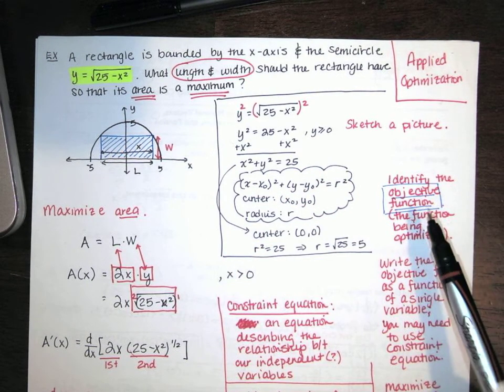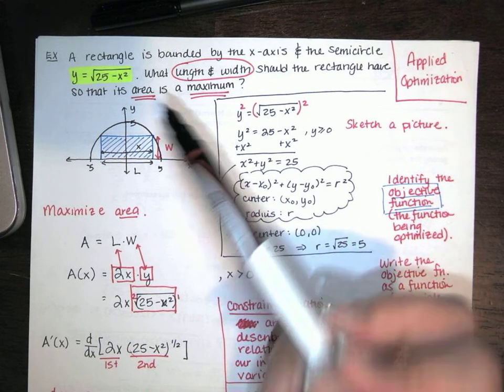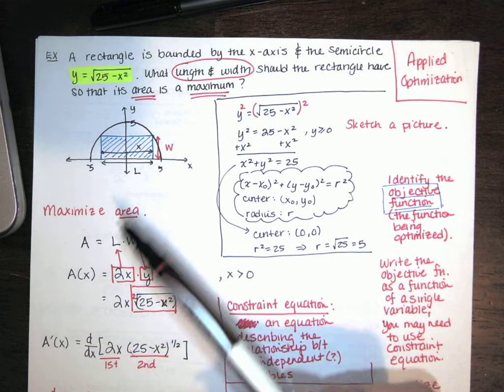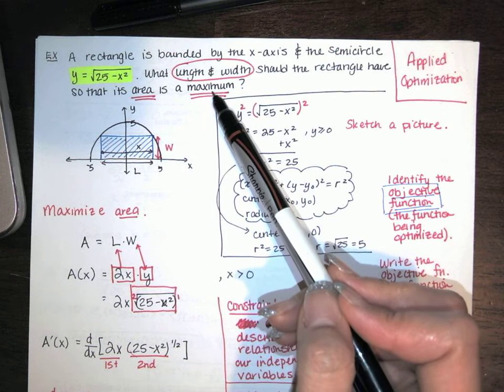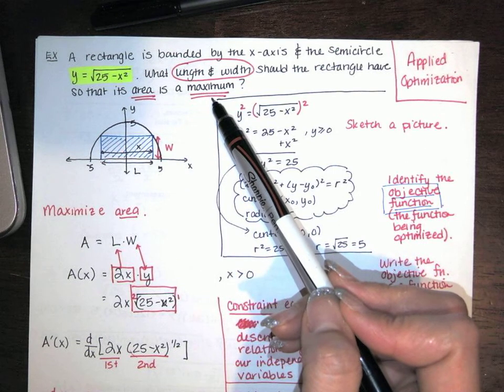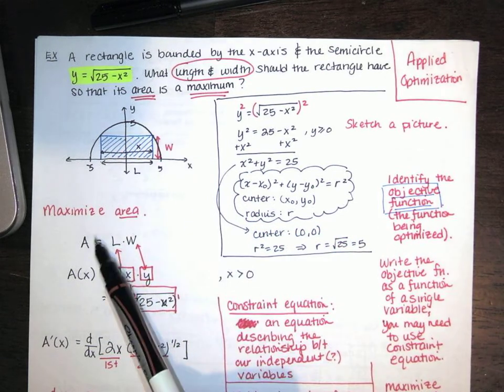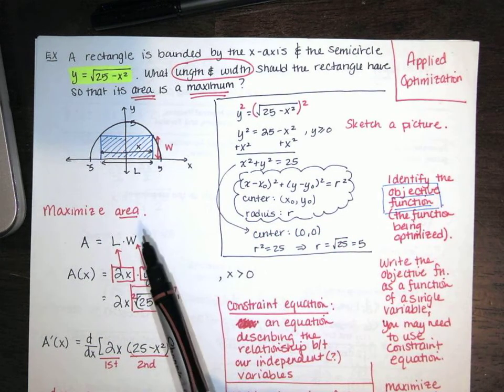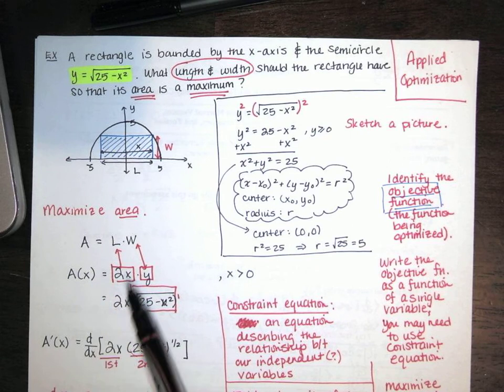Then you want to identify the objective function. They're going to tell you what the objective function is in the problem statement somewhere, somehow. They're going to say maximize this or minimize this. And you're going to say to yourself, what is it that they want me to maximize? Read carefully. You say, the area. That's my objective function. So then you need to write your objective function in terms of one variable only.